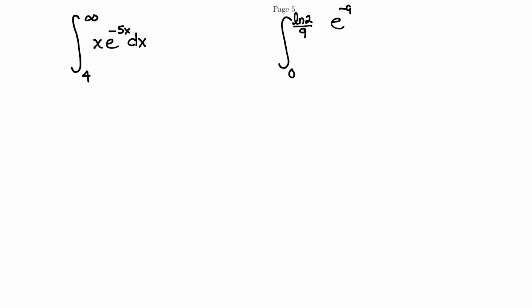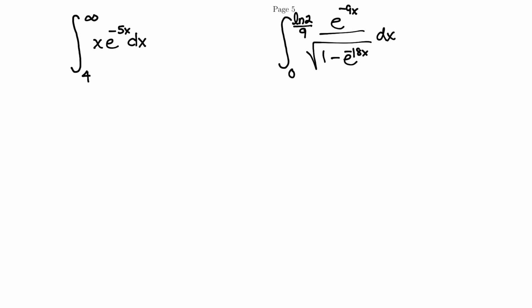So here we go. Two problems from our homework. First problem is this: the integral from 4 to infinity of x e to the minus 5x dx. Second problem is the integral from 0 to the natural log of 2 divided by 9 of e to the minus 9x over the square root of 1 minus e to the negative 18x dx.